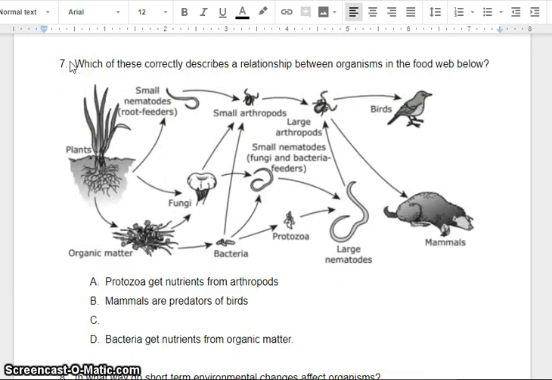Number 7. Which of these correctly describes the relationship between organisms in the food web below? We have A. Protozoa get nutrients from arthropods, which is up here. B. Mammals are predators of birds. Or D. Bacteria get nutrients from organic matter. Which of those is true?